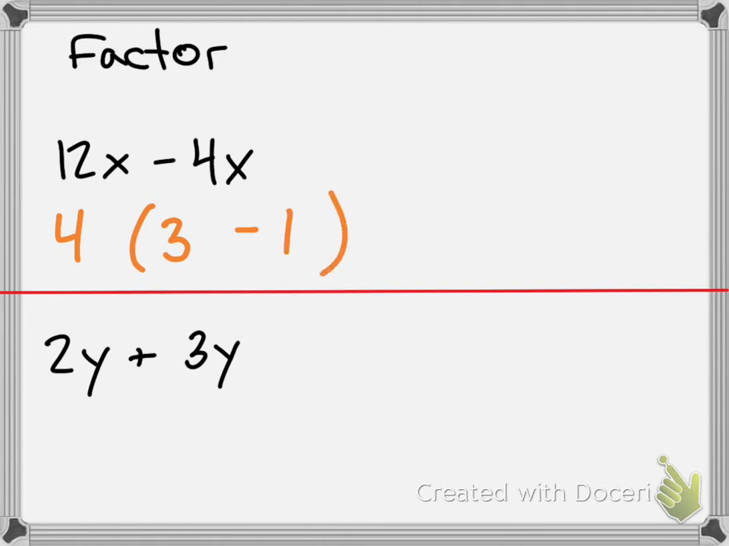Is there anything else that both of these terms have in common? What else do both of these terms have? Lennox, what else do both of these terms have when you look at them? They both have x. Perfect. They both have an x. I can also pull out that x. And this is my answer now. My whole answer is 4x, and in parentheses, times 3 minus 1.